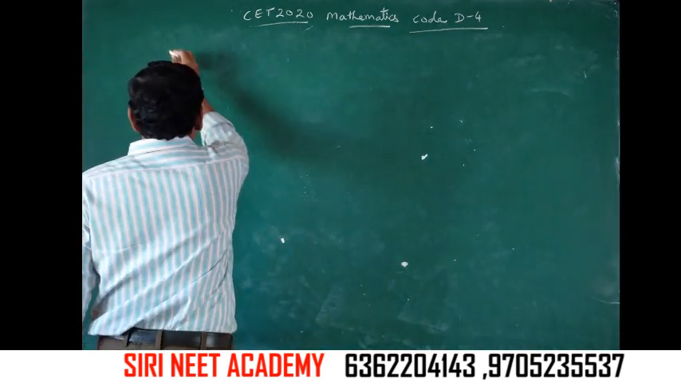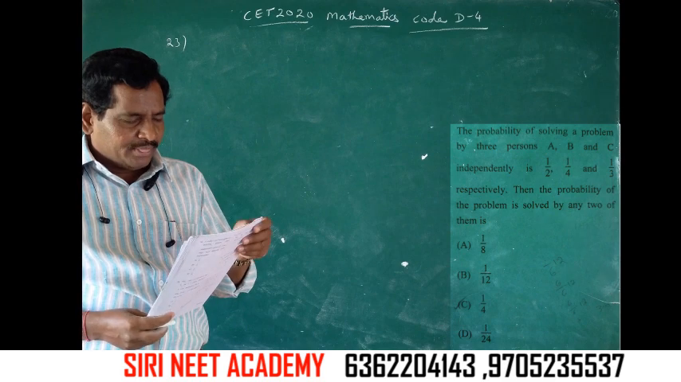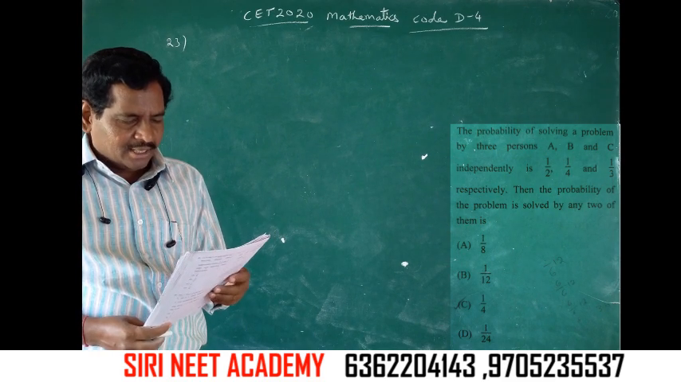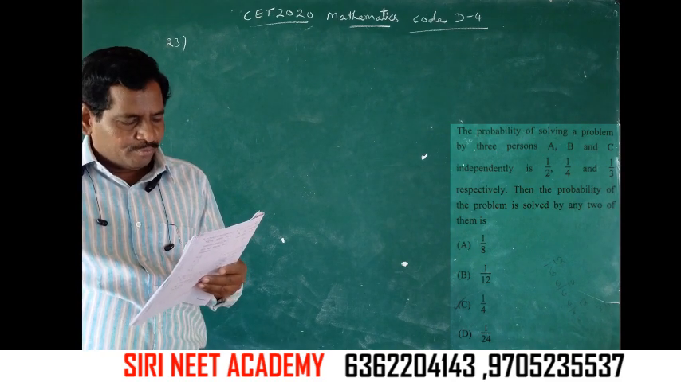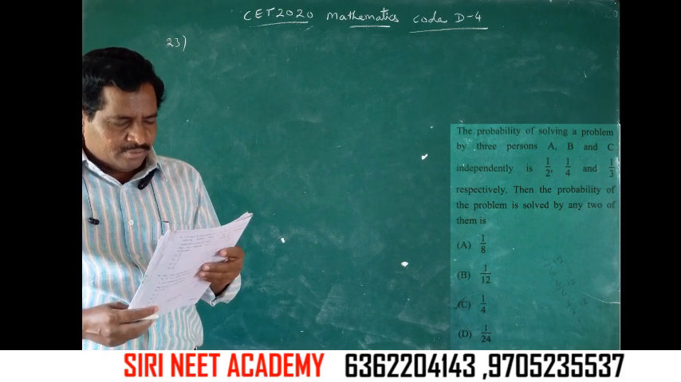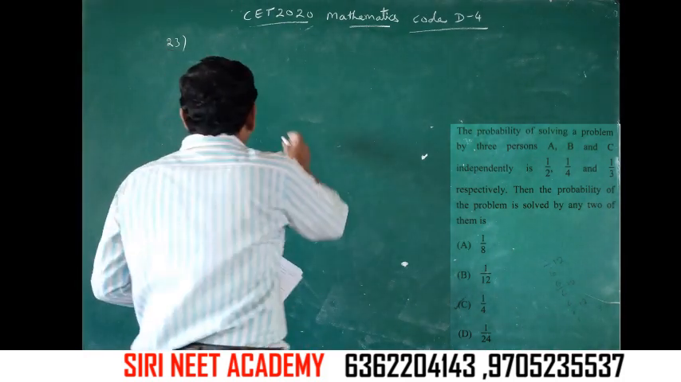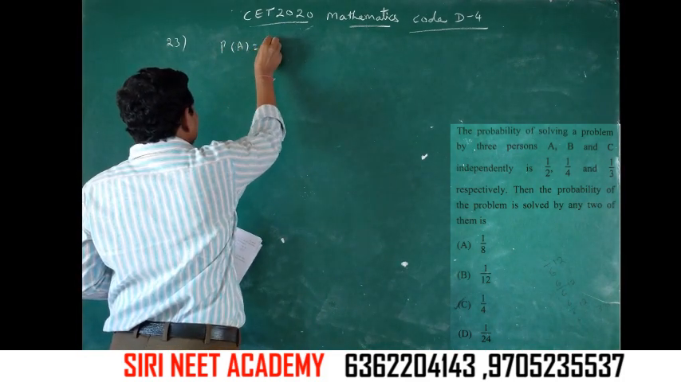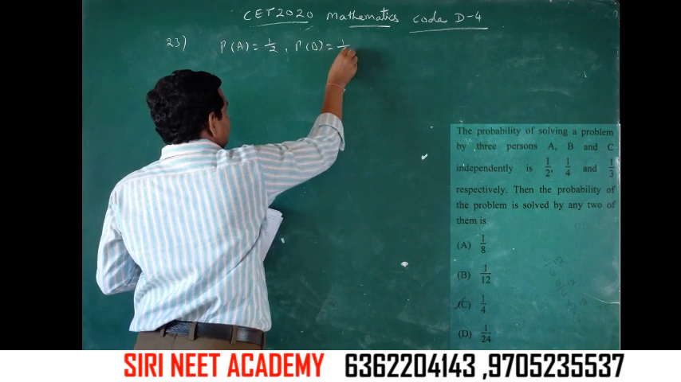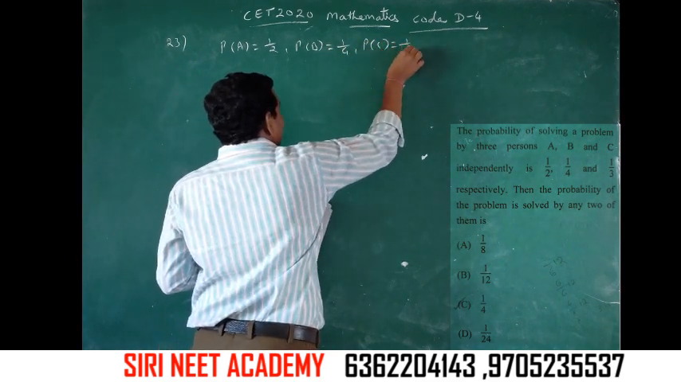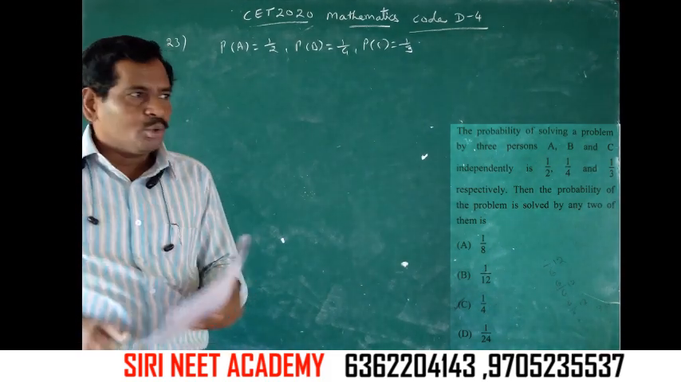Now question number 23. The probability of solving a problem by 3 persons capital A, capital B and capital C independently is 1 by 2, 1 by 3, 1 by 4 respectively. Then what is the probability that the problem is solved by any two of them? Given probability of A is 1 by 2, probability of B is 1 by 3 and probability of C is 1 by 4. We need the probability that the problem is solved by any two.